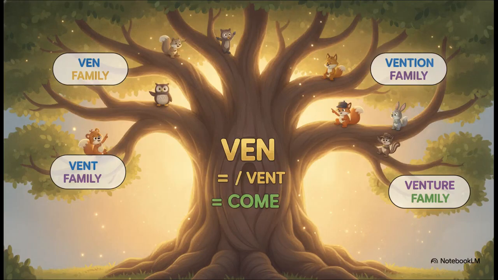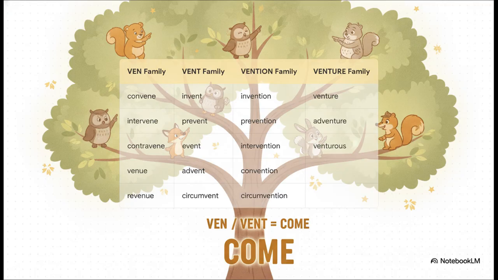Let's zoom out a bit and look at our word family map to see how these different branches share the exact same root. Look at how these branches grow. We have the VEN family with words like convene and revenue. We've got the VENT family with invent and advent, and then the much larger vention and venture branches. This brilliantly illustrates our root detective insight. Different branches, same root, but the same core idea, which is always come.